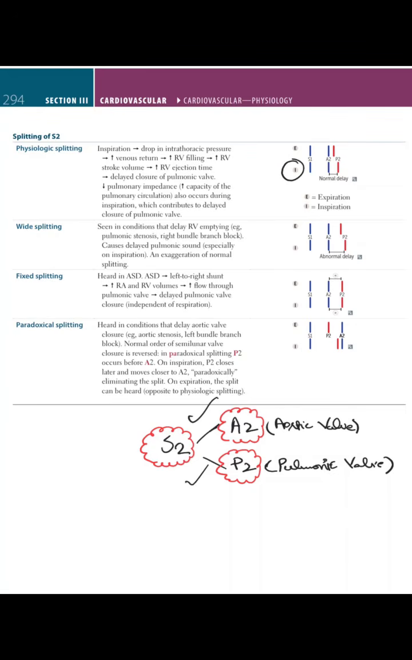During normal inspiration, more blood returns to the right side of the heart. This delays the closure of the pulmonic valve. So A2 happens first, then P2, creating a normal physiological splitting.